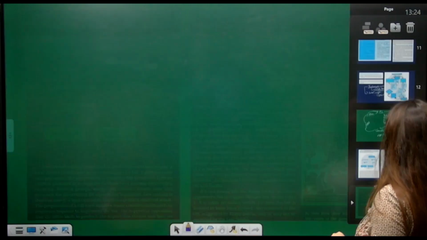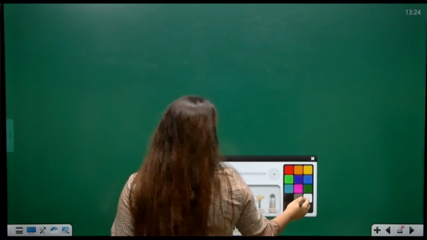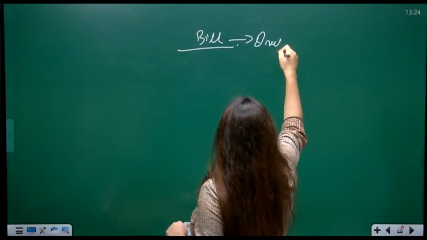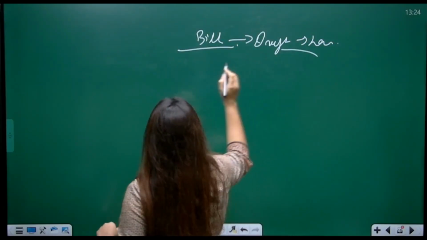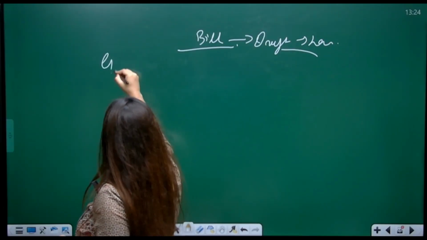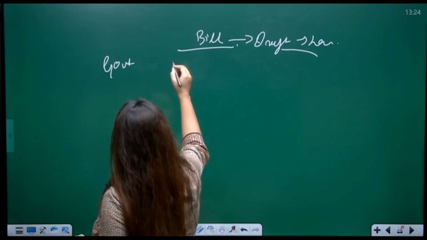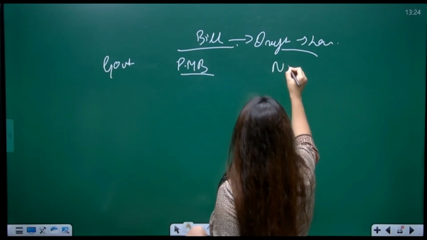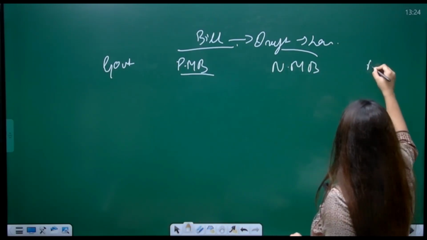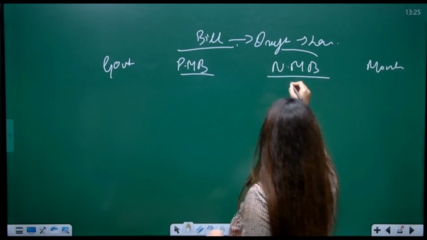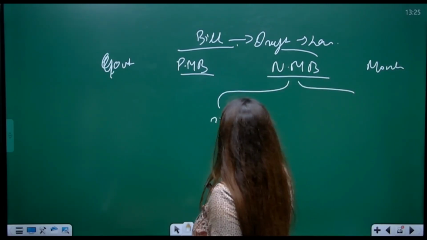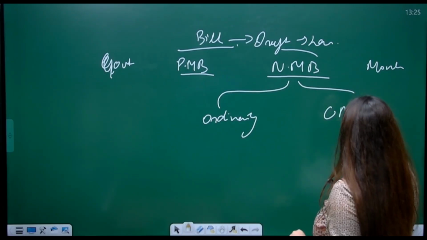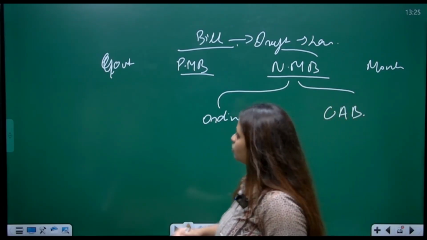Okay, let me tell you. We have four kinds of bill. A bill is a draft of the proposed law. First is the government bill, then we have the private members bill, then the non-money bill, and then the money bill. In the case of the non-money bill we have two types, which are the ordinary bill and the constitutional amendment bill.